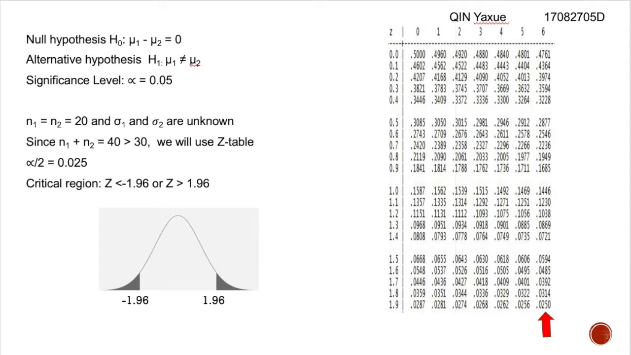So we will use the t-table. It's a two-tailed test, so we divide alpha by 2 and get 0.025. We find this value in this t-table and get 1.96. So we get our critical region, which is t less than negative 1.96 or t larger than 1.96. And it's shown in this graph.